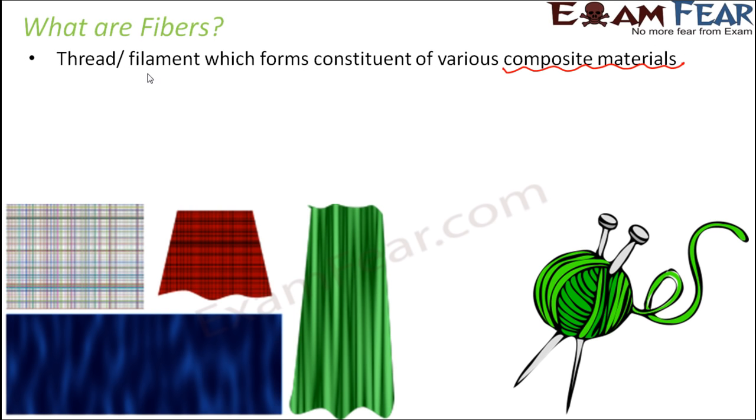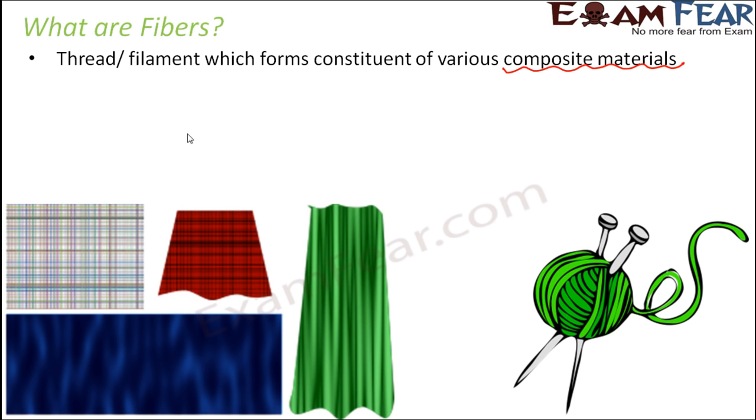Now these filaments or thread-like structures can be natural or synthetic. When I say natural, that means the thread-like structure already exists in nature. And when we say synthetic, that means we artificially modify or produce them. So these thread-like structures could be natural or synthetic, but both of them are used to make a wide variety of products like paper, felt, sheets.